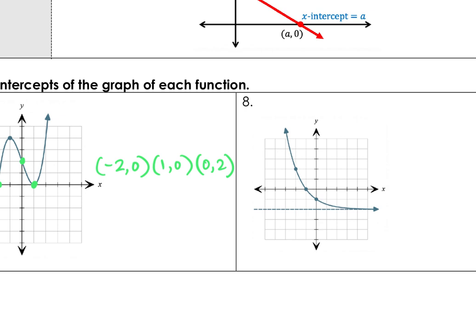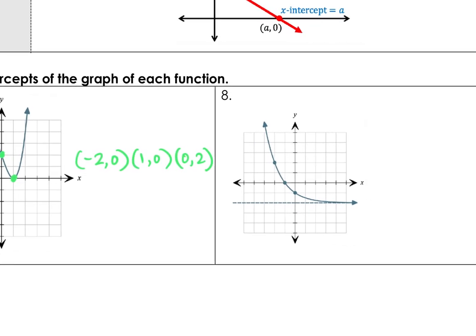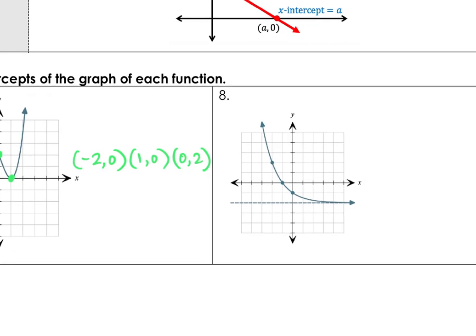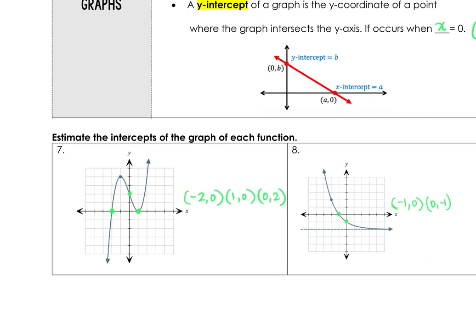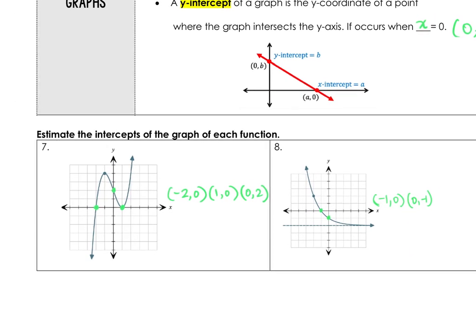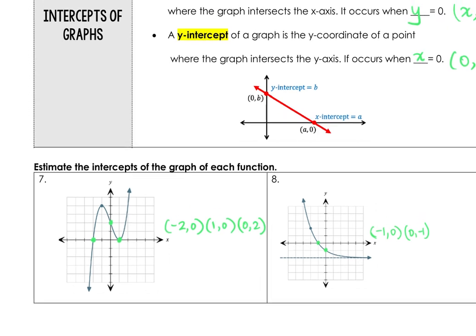And then the last one, number 8, we've got an exponential graph, looking at where that graph goes through the axes. So we've got an x-intercept right here and a y-intercept right there. So the x-intercept is -1, 0. And the coordinates of this y-intercept are 0, -1. Okay. Ta-da, we did it. Notes number 1 done.